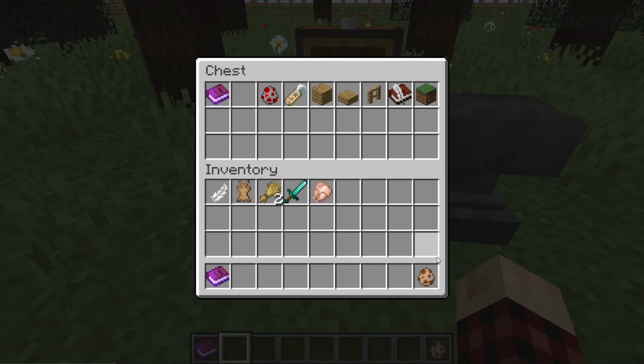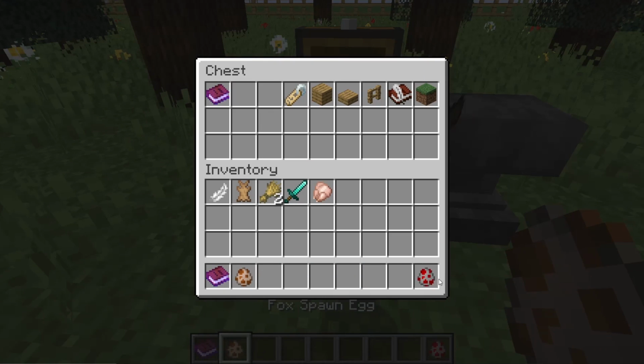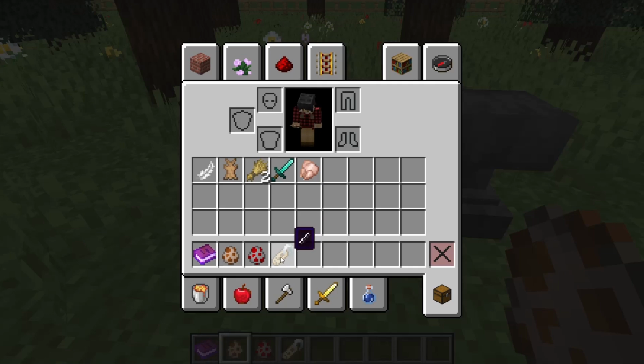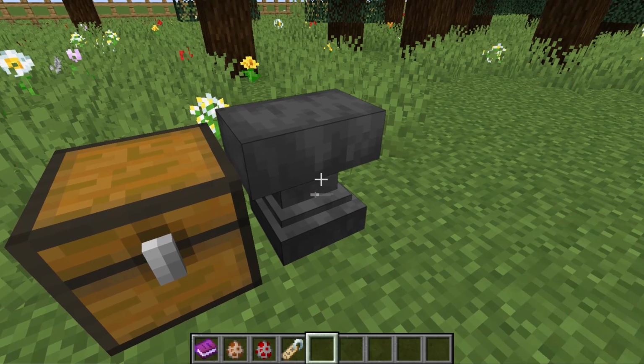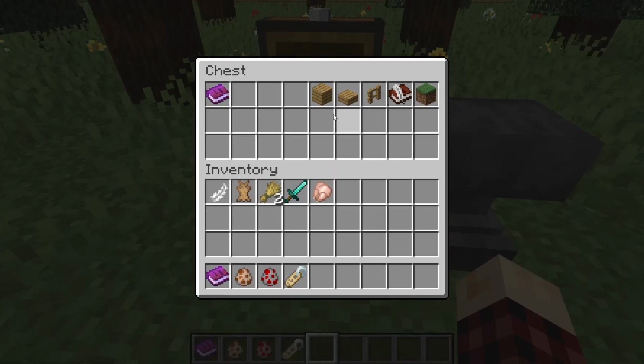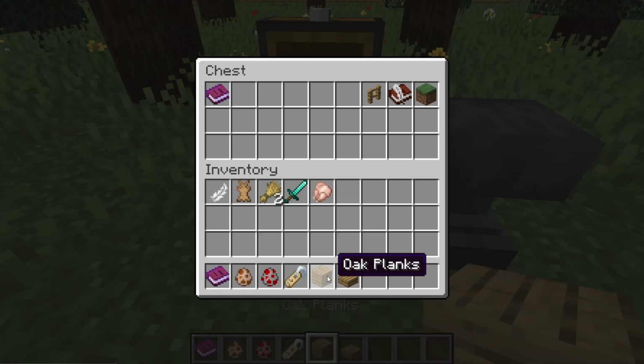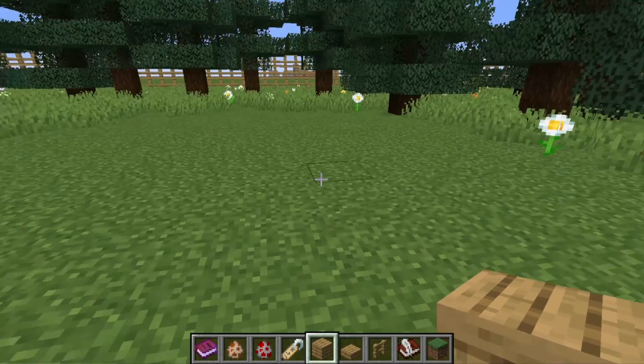Then you'll need fox spawn eggs, of course, chicken spawn eggs to attract the foxes, and some sort of name tag with a mark on it, like a name. You could do anything you want, honestly. It doesn't really matter as long as you use it to mark the animal. You also need oak planks, oak slabs, oak fences, a bucket, a quill, and maybe a grass block if you mess up.